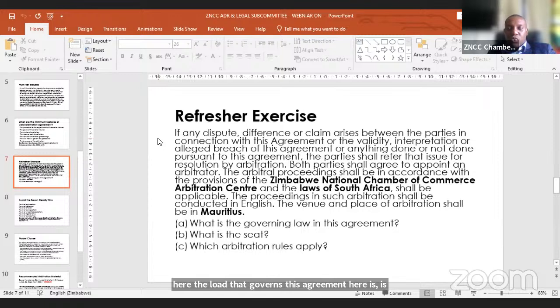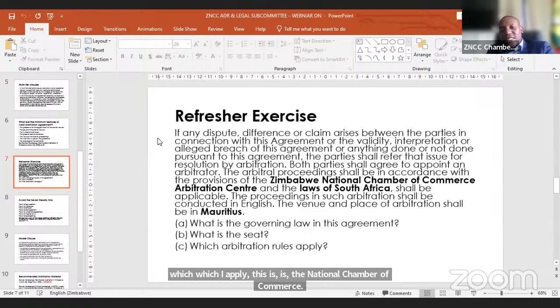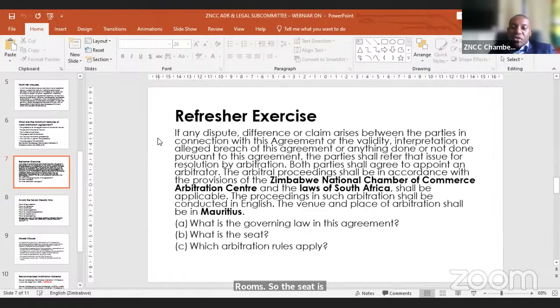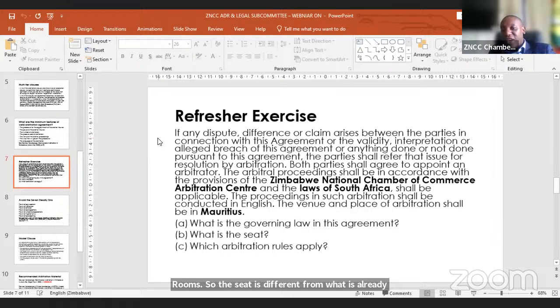We emphasized when we were talking about what is the seat and the place of arbitration. The seat here will be, again, South Africa. When we look at the arbitration rules which apply, these will be the Zimbabwe National Chamber of Commerce rules. So the seat is different from what is put there as the venue of arbitration. It says venue. So any meetings to be conducted, such as procedural meetings, can take place in Mauritius. We can travel to Port Louis and conduct our meetings there, any place in Mauritius. So this was just a refresher.